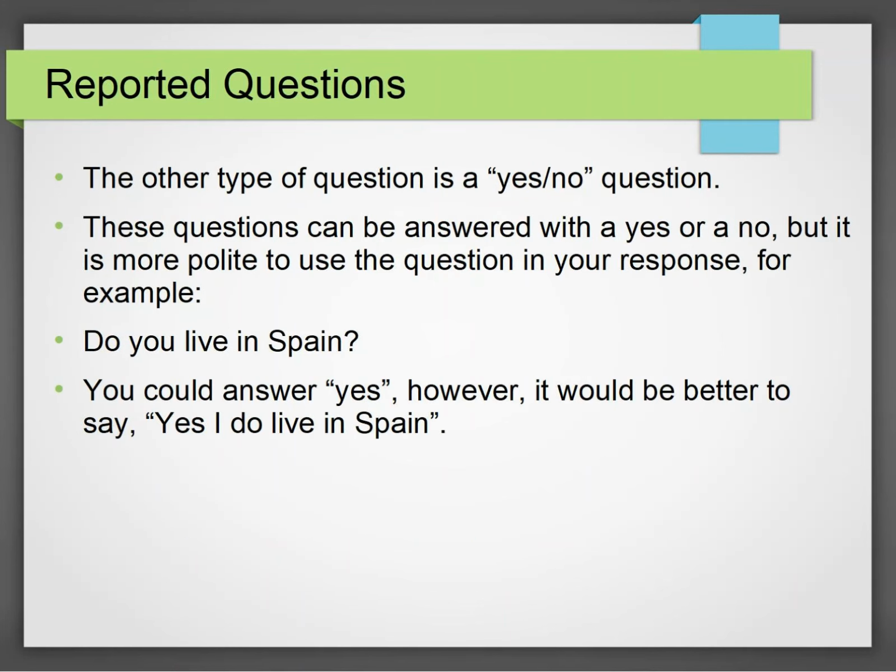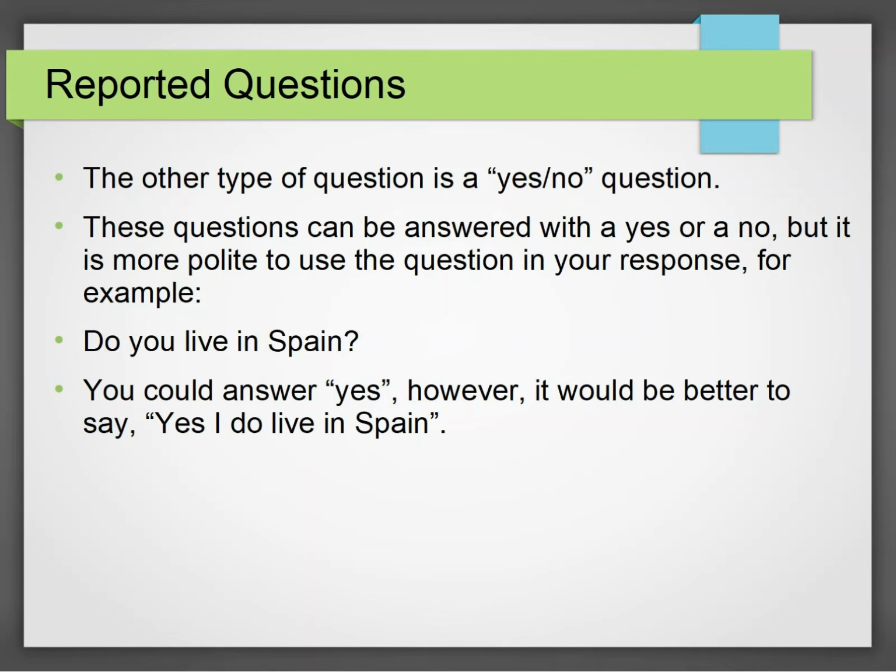The other type of question that we have in English is a yes/no question. These questions can be answered with a yes or no. However, it's generally considered to be more polite if you use the question in your response. For example, if I asked you, do you live in Spain? If you live in Spain, you could say yes. But it would be better for you to say, yes, I do live in Spain. Or, no, I don't live in Spain.